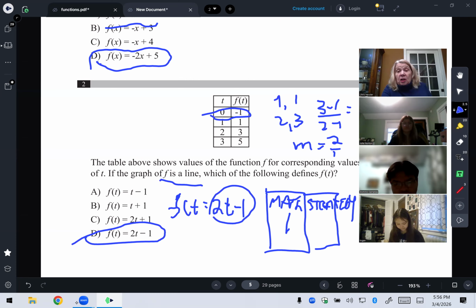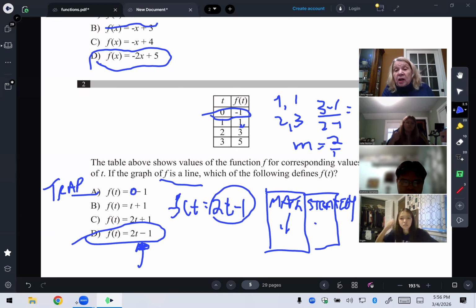But what I could have done is I could have put these numbers in. But do you see how A is a trap? Because if I put 0 in for t, I do get a -1. But then if I put a 1 in, I don't get a 1. So they tried to deceive you to pick A. But if you tried all 4 numbers, D would work. So does that one make sense? And you can pick the math way or the strategy way. Any questions? We're doing great. Okay, let's go on to the next page.